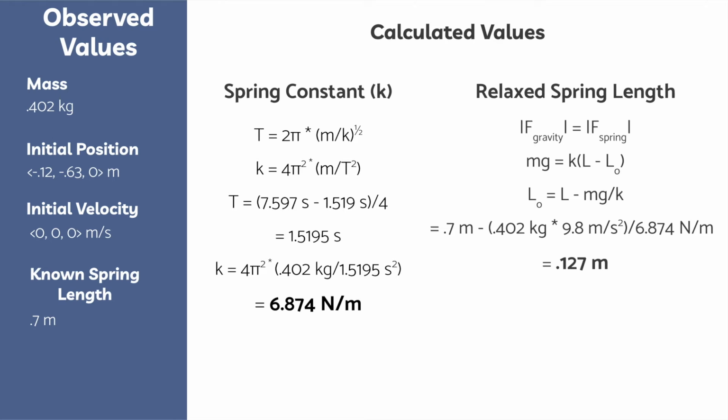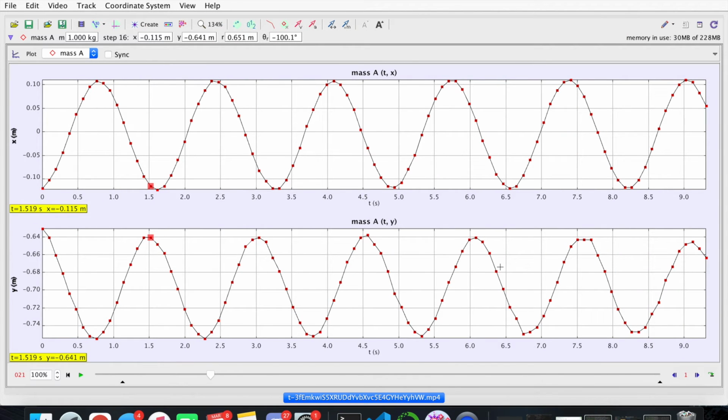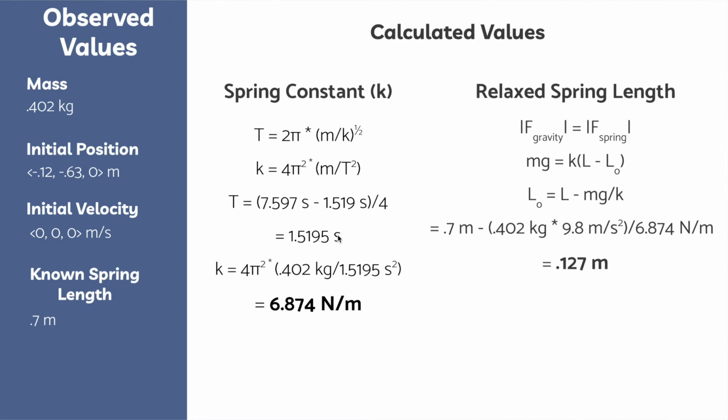With these values, I can now solve for the spring constant. However, in order to know the spring constant, I need to know the period of this oscillation. In order to do that, I found the amount of time it took for the spring to take 4 periods. So I found the time at this position and the time at this position, which was 4 periods total. And I subtracted the times and divided it by 4 because that's the number of times that the spring oscillated. So subtracting these two numbers and dividing it by 4, I got 1.5195 seconds for my period of the system. I then solved for the K and got 6.874 newtons per meter.